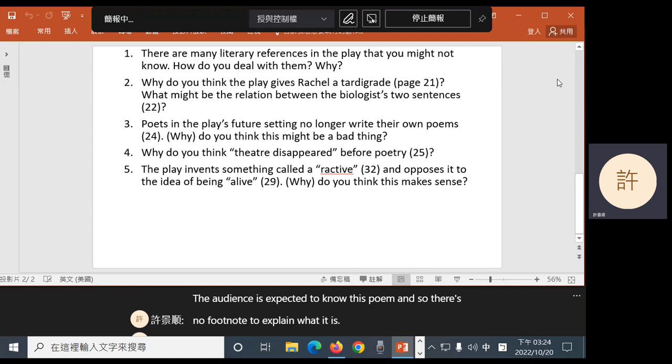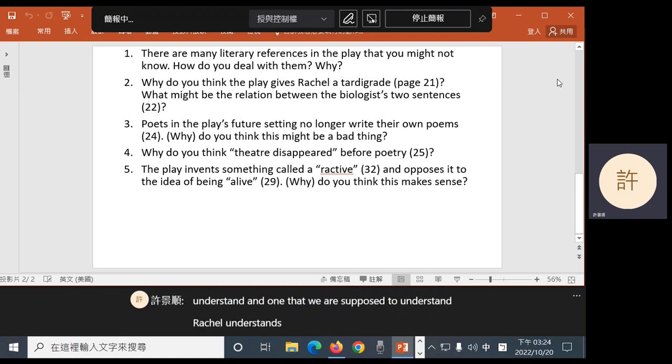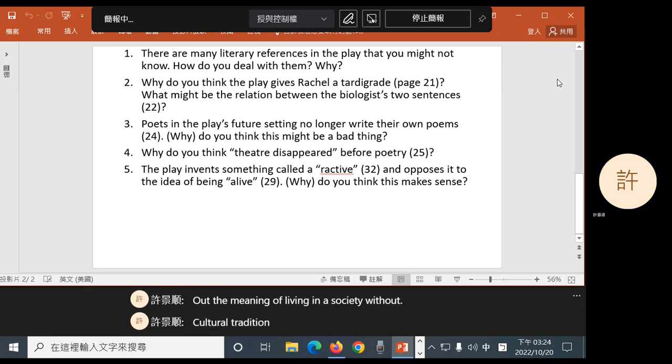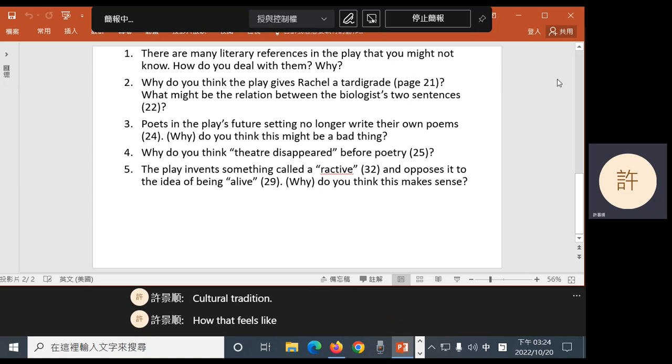So between these two references, one that we don't understand and one that we are supposed to understand, Rachel understands neither of them. And so for the first one, we are with Rachel, but for the second one, we are with the poet. And in that difference, we can feel the meaning of living in a society without cultural tradition, how that feels like, what we would lose without a cultural tradition.